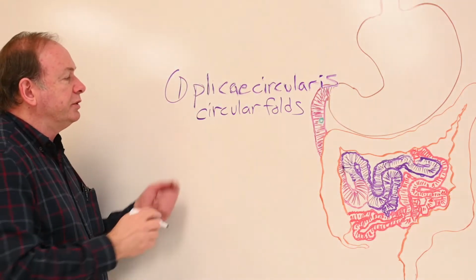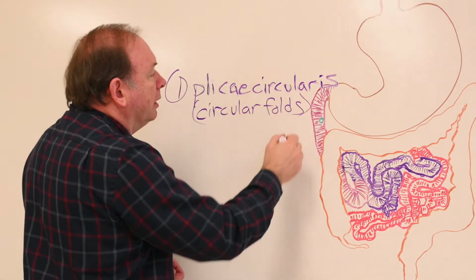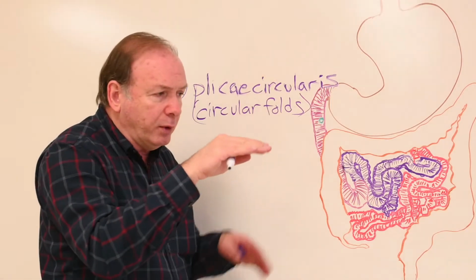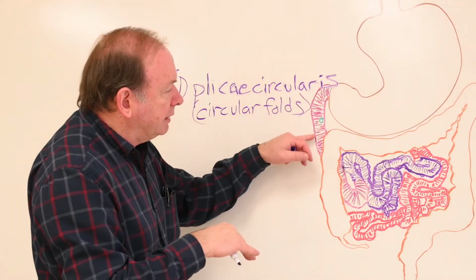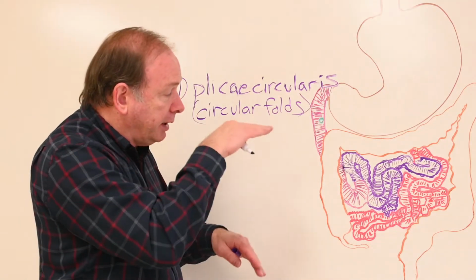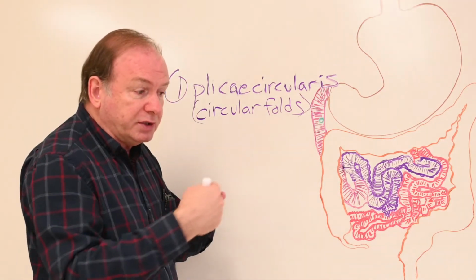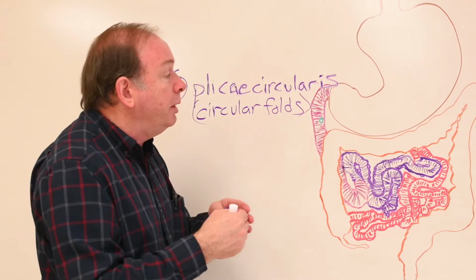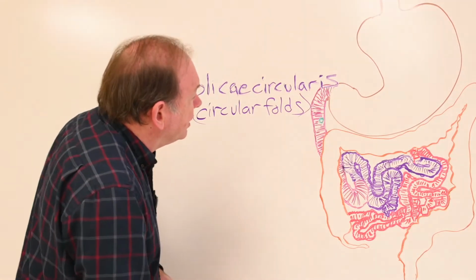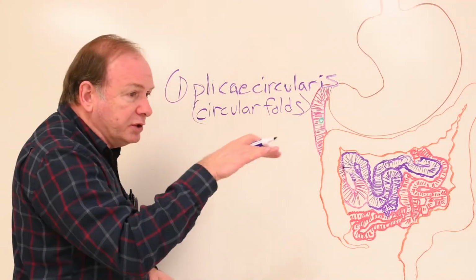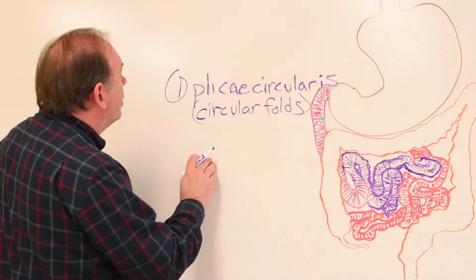Plicae circularis, or circular folds of the small intestine. Curtain-like folds that come in from the wall. They run transverse, kind of like the little lines I have here, that come in from the wall. They don't extend out very far in toward the lumen of the intestine, just a little ways. But anyway, those increase the absorptive surface area, just having all those folds along the wall.